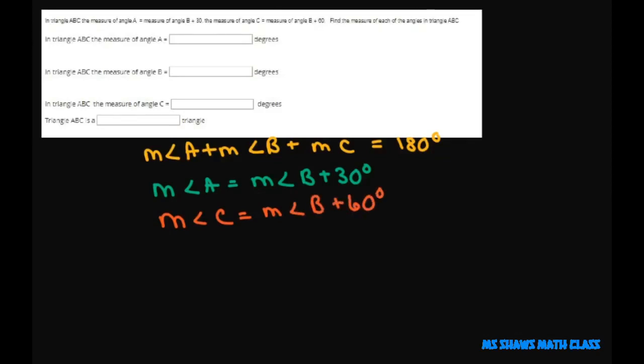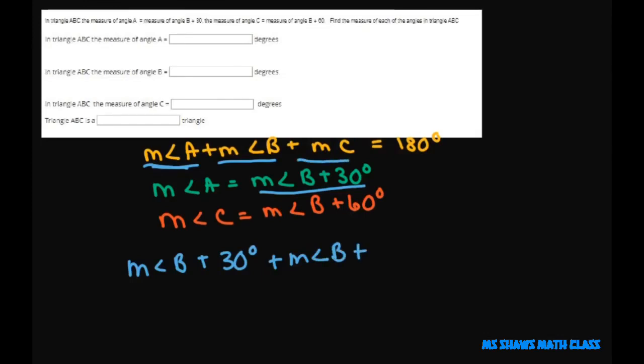So now we're going to use substitution. So I know the measure of angle A equals this. So substitute and write measure of angle B plus 30 for this part. Now this part, we're just going to copy that down. And then the measure of angle C equals this. So we're going to write measure of angle B plus 60 degrees equals 180 degrees. And we're going to solve for measure of angle B.